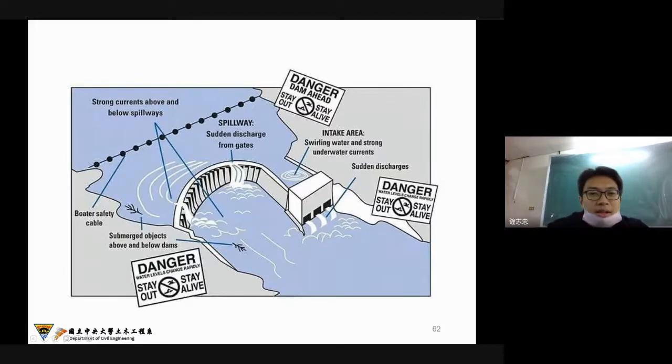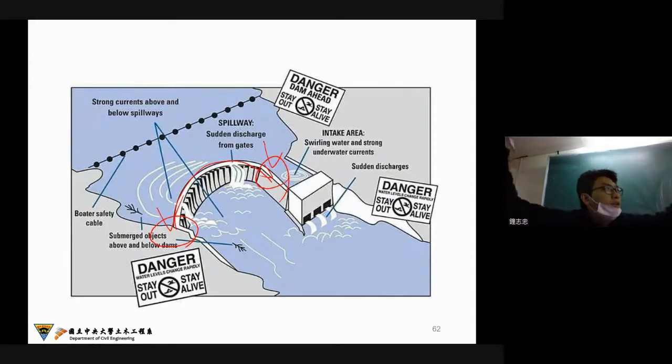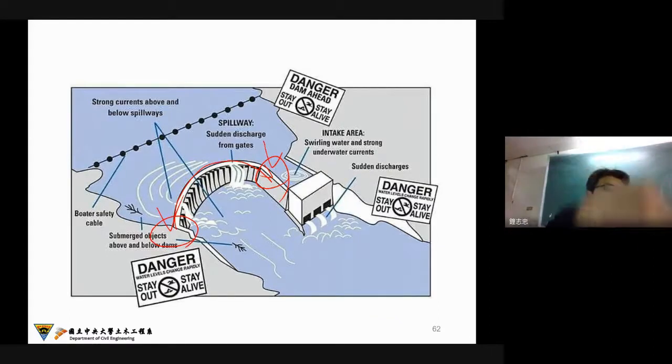Okay, and the third one is the arch dam here. For this kind of arch dam, the most important thing is you need to make sure of the stability of the two sides, because this is the main concentration of the stress to prevent the water pressure upstream.